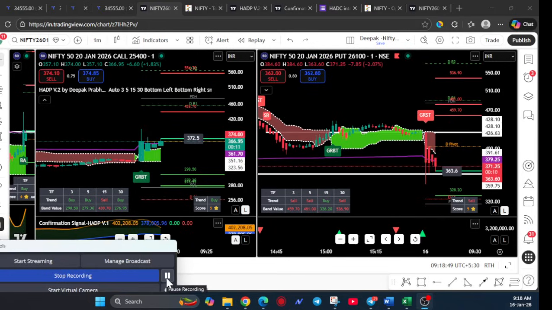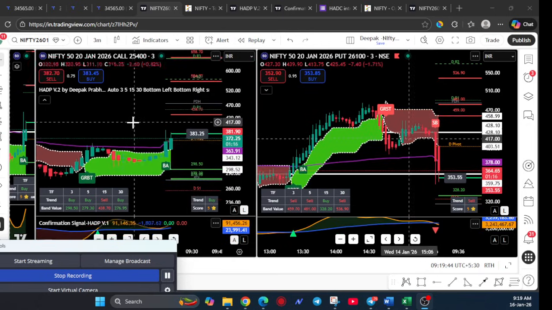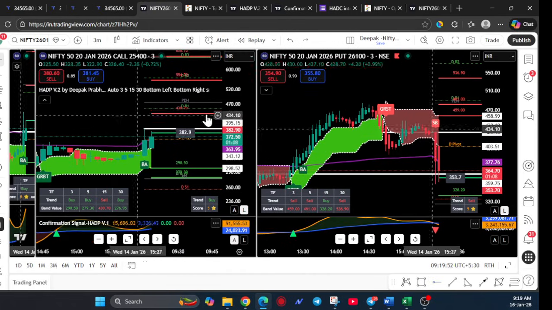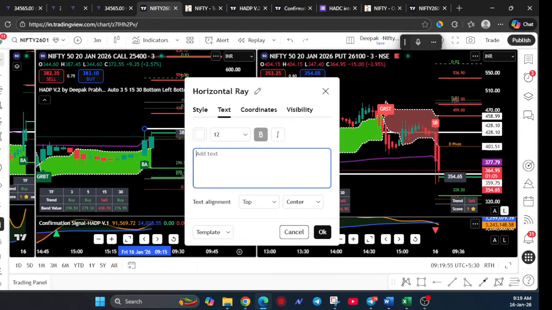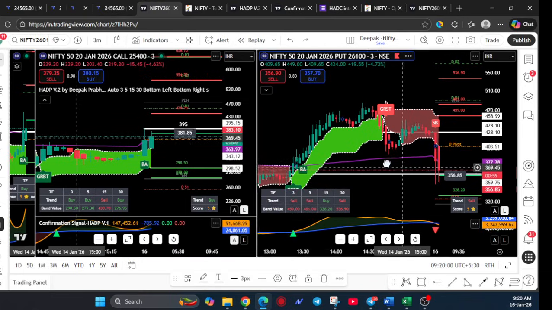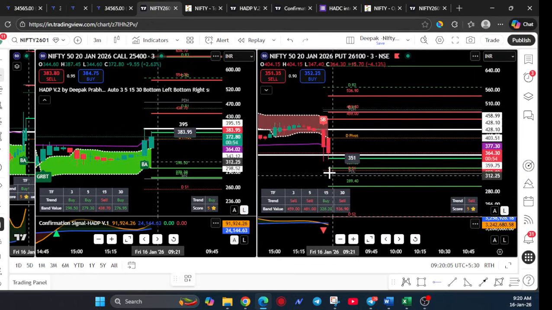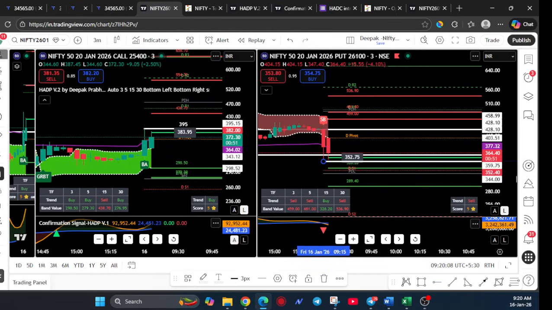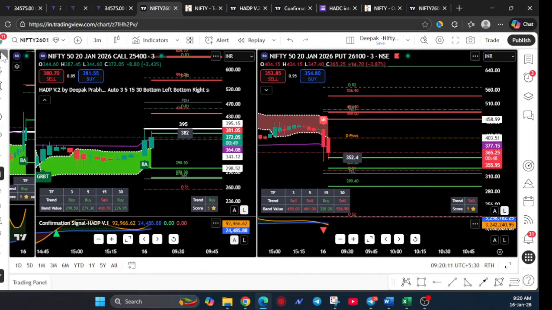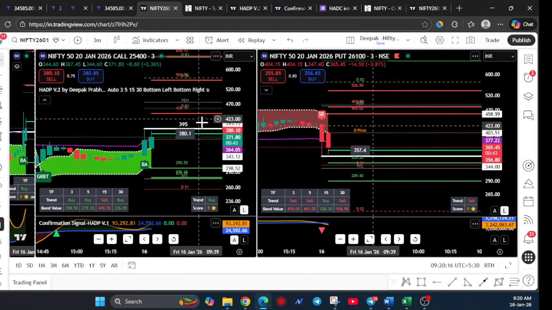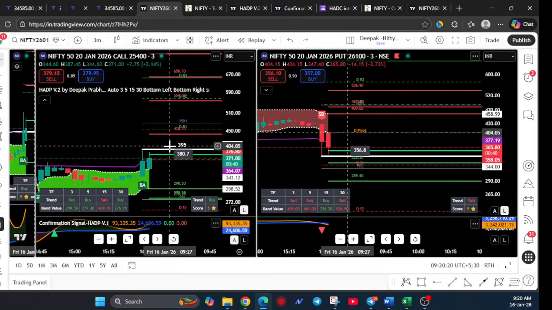I'm going to pause the recording now. On 3 minutes it has printed a buy above candle. So we are marking the high of this candle now, which is at 395. On 1 minute it is not there, and on the 3 minutes you have a sell below here. So we need this sell below to break. Once this sell below breaks and this buy above breaks, we can take entry here on the buy side.